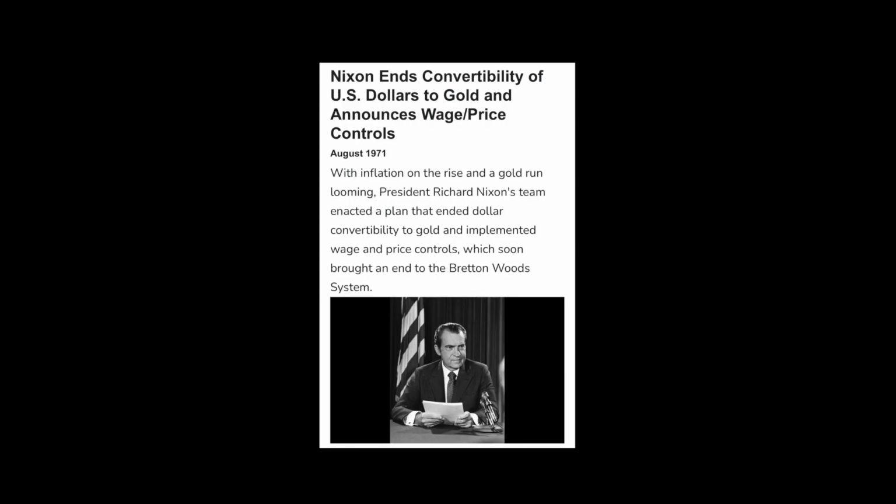However, this system couldn't last forever. By the late 1960s, too many dollars were in circulation, and the US didn't have enough gold to back them all. In 1971, President Richard Nixon announced that the US would no longer convert dollars to gold. This decision ended the Bretton Woods system and solidified the dollar as a fiat currency worldwide.